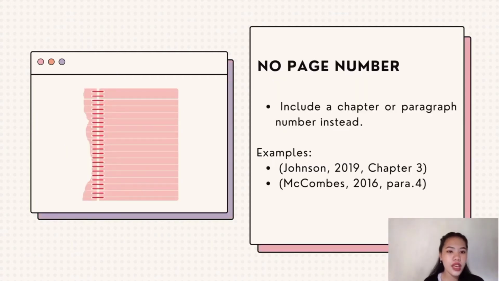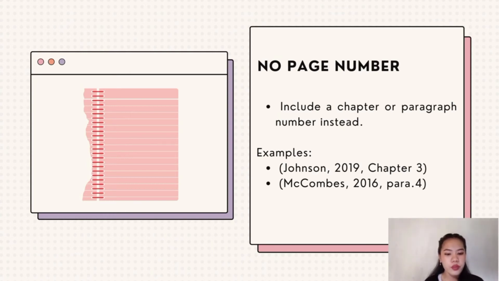Third is the no page number. Here, include a chapter or a paragraph number instead. So if ever you'll be getting any important information from one's work and there is no page number, you can write the chapter or the paragraph number after the author's name and the publication year.